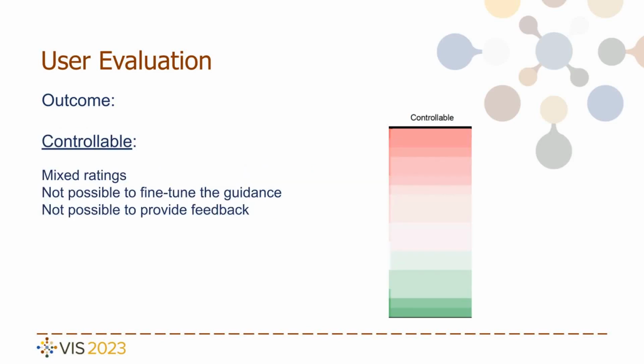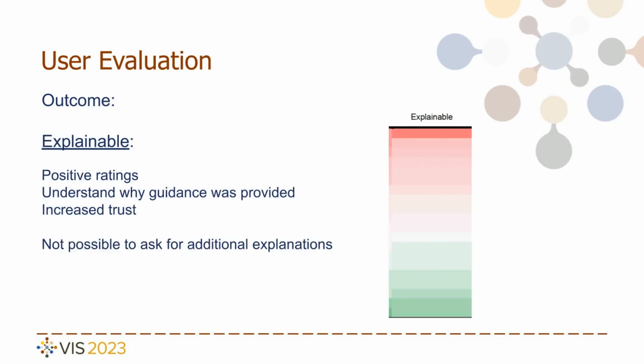The control of guidance received mixed ratings. The participants reported that they could not fine-tune the guidance or provide feedback. The explainability of the guidance had positive ratings. The participants could understand why guidance was provided to them, and this, in turn, increased their trust in the system. However, they noted that in case something was not clear enough, they could not ask for additional explanations.